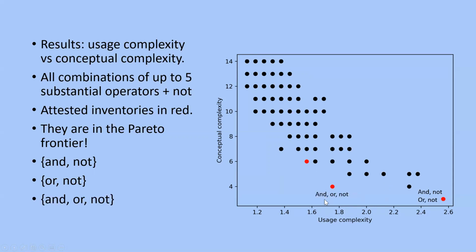Then "and, or, and not" is a bit better in terms of the user complexity. So you have to use less nested expressions to express observations, but it's a bit more costly from a point of view of conceptual complexity because it contains both "and" and "nor". And finally, "and, or, nor, not". Again, it's even better in terms of user complexity, but it's a bit worse in terms of conceptual complexity because you have even more operators.